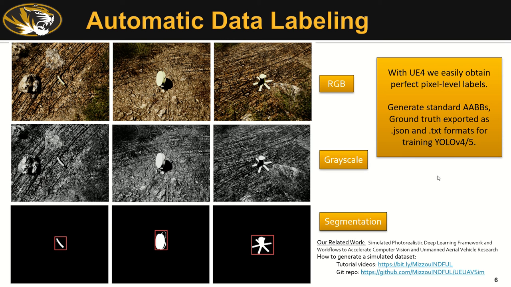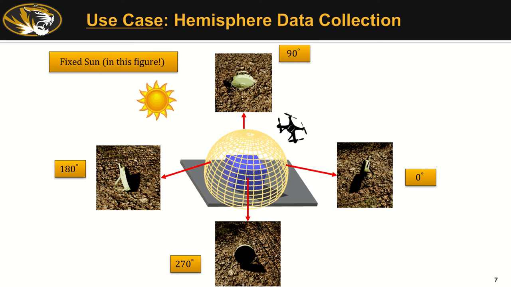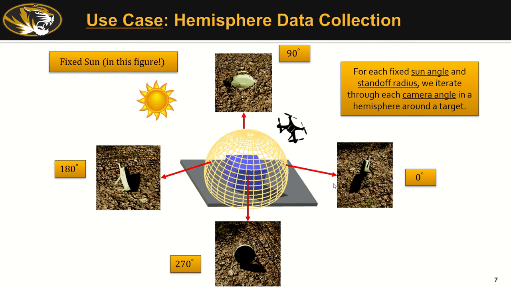If you're interested in setting up something like an automatic collection for yourself, take a look at our related work. We've got some tutorials and a Git repo from a paper that we presented at WAMI just a couple weeks ago. So this is one use case that we did. For each fixed sun angle and standoff radius, we iterated through a bunch of different camera angles in a hemisphere around the target. Each one of these vertices was a look at the target.